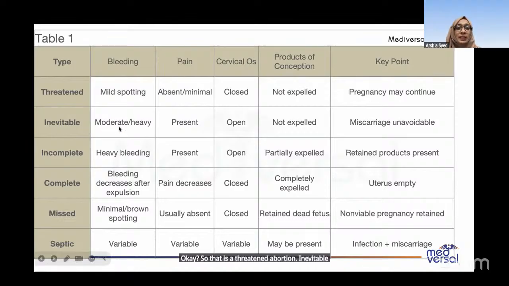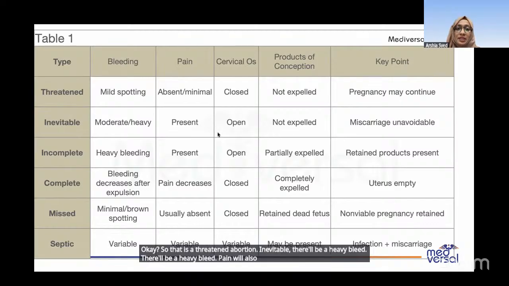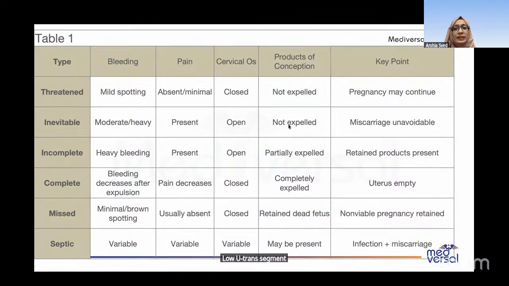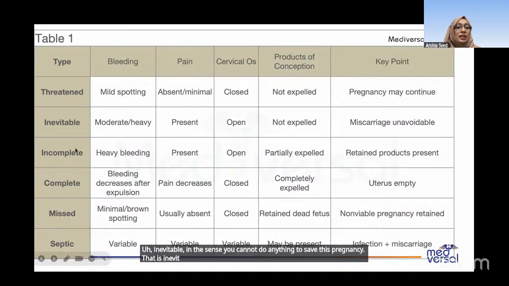Inevitable, there'll be a heavy bleed. Pain will also be present. The cervical os is open. The products of conception will be in the process of expulsion. They would have been in the lower uterine segment or in the cervical canal, and this sort of abortion is inevitable, in the sense you cannot do anything to save this pregnancy. That is inevitable abortion.